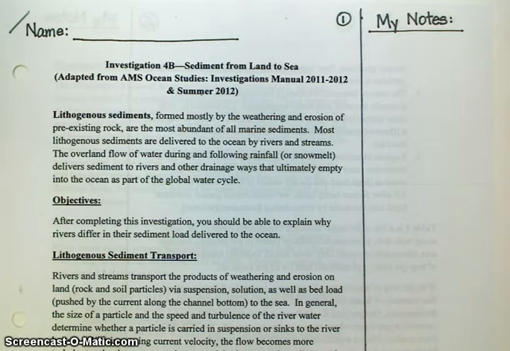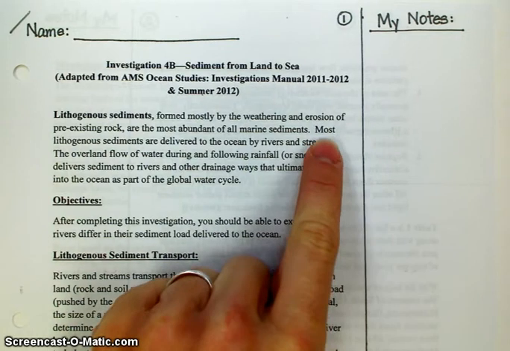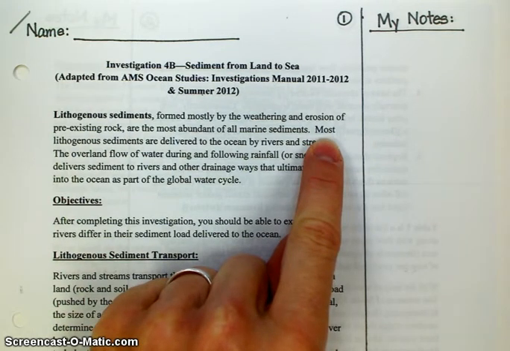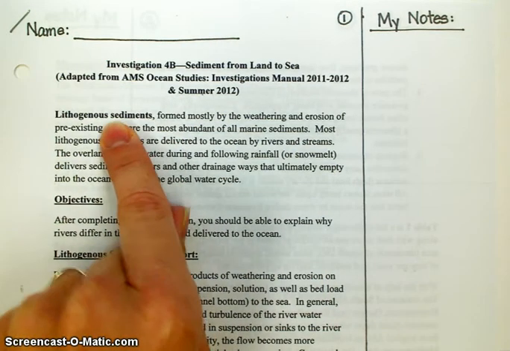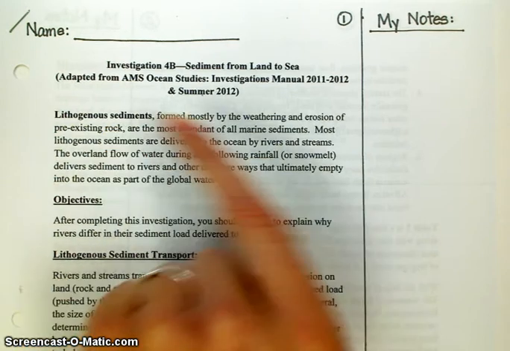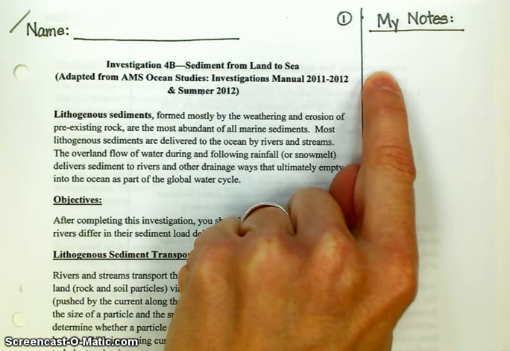All right, so the bold, lithogenous sediment, is simply sediment that is made from broken down rock. Litho is a word part that means rock. Gen is a word part that means beginning, as in Genesis, the beginning of the Bible. I want you to highlight the sentence that says most lithogenous sediments are delivered to the ocean by rivers and streams. And I do want you to write in what lithogenous sediment is: made from broken down rock. And over here in my notes, you're going to add that litho is a word part for rock and gen is a word part for beginning.